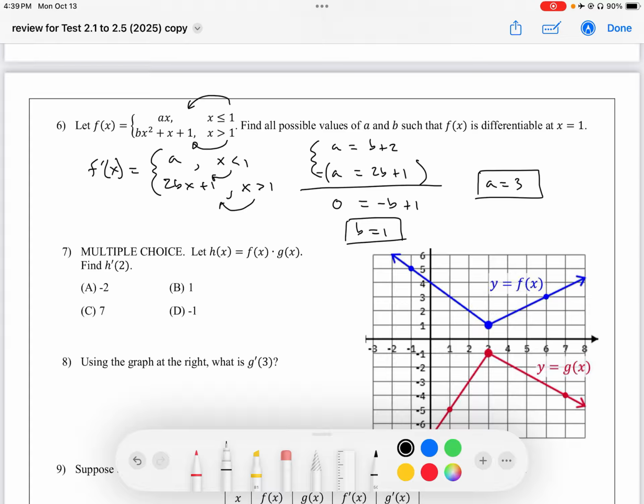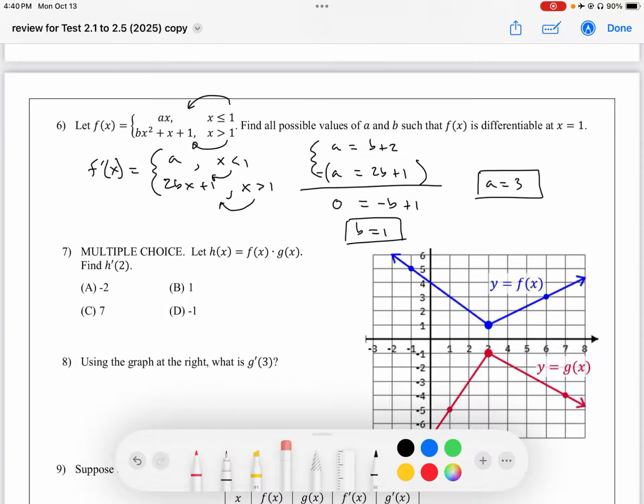Okay, so that means that 3x and x squared plus x plus 1, if I plug in 1, I should get the same value. And if I plug in 1, I'm going to get 3 for both of those. So that means it's continuous. And then the derivative would be 3 and 2x plus 1. So if I plug 1 into that, I should also get the same thing. And I do. I get 3 for both of them. So it looks like I have solved this thing correctly.